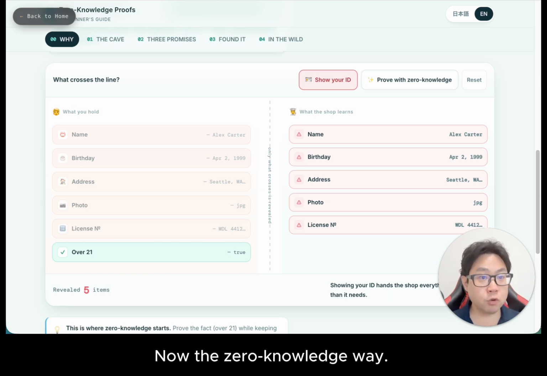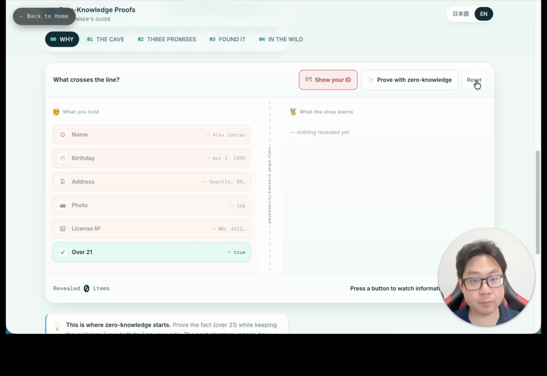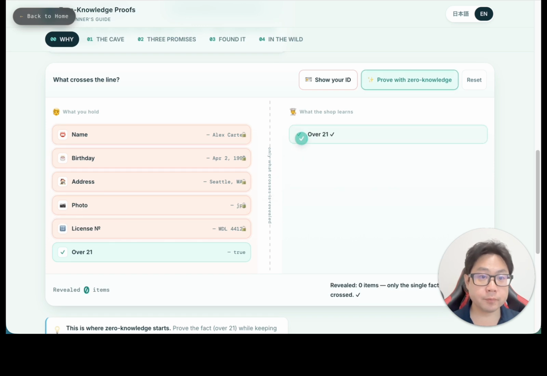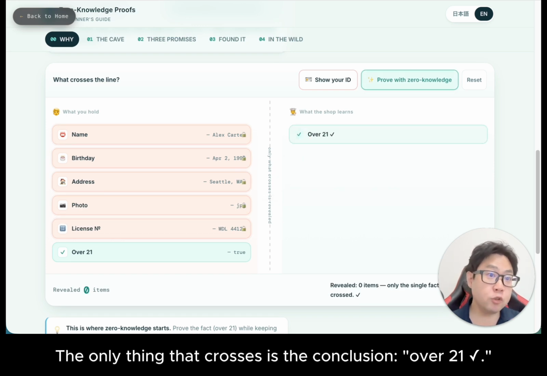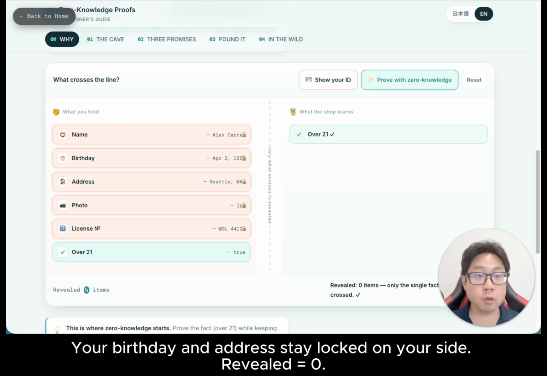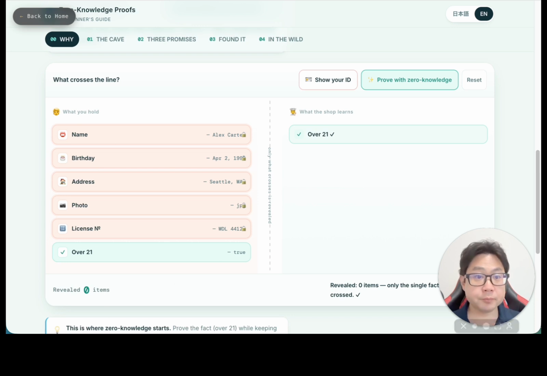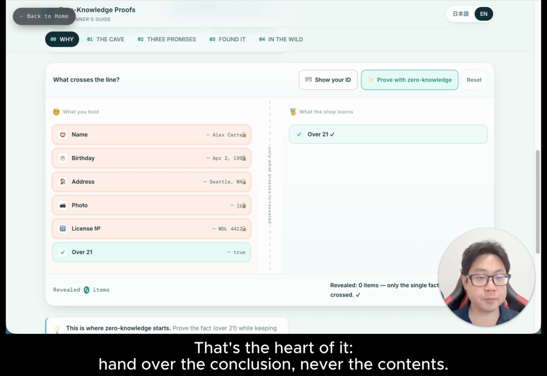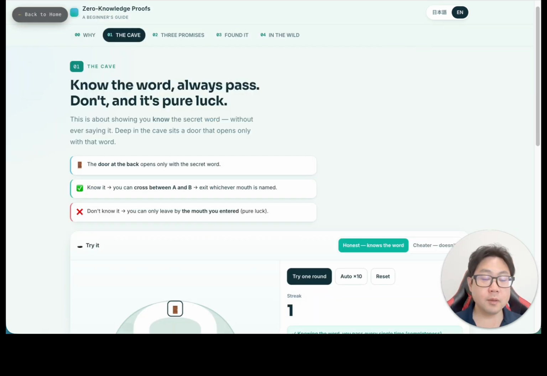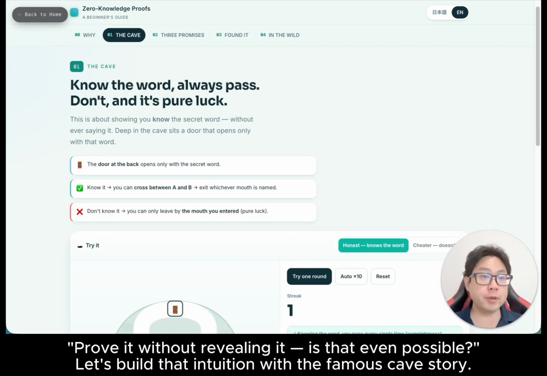Now the zero knowledge way. The only thing that crosses is the conclusion, over 21. Your birthday and address stay locked on your side. Revealed equals 0. That's the heart of it. Hand over the conclusion, never the contents. Prove it without revealing it. Is that even possible? Let's build that intuition with the famous cave story.